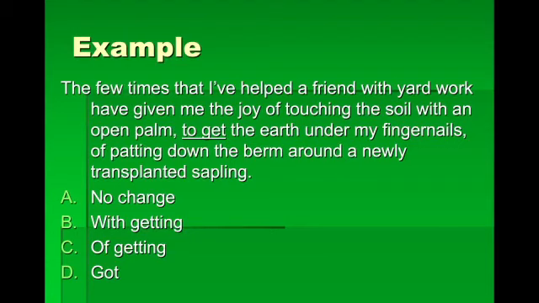But then we change over to get. To get the earth under my fingernails, of patting down. So we have all these past tenses, but to get the earth underneath my fingernails is present tense. So we want to change over to of getting, so it matches up or modifies with the of patting. The few times that I've helped a friend with yard work have given me the joy of touching the soil with an open palm, of getting the earth under my fingernails, of patting down the berm around a newly transplanted sapling. Your best choice here would be letter C.